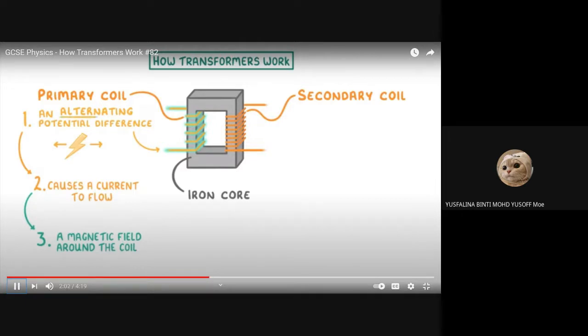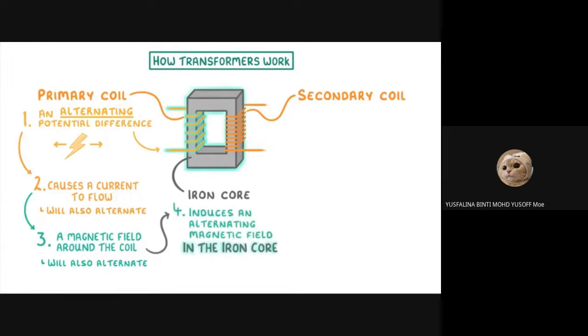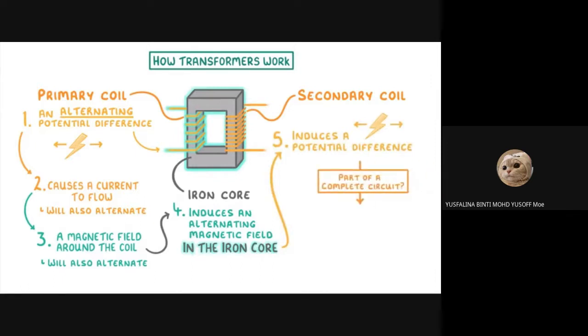Because the potential difference is alternating, the direction of the current, and thus the magnetic field, will also alternate. This alternating magnetic field in the primary coil induces an alternating magnetic field in the iron core. Remember, iron is a magnetic material, so it can become magnetized if it's exposed to a magnetic field. Lastly, the iron core's magnetic field induces a potential difference across the secondary coil. And if it's part of a complete circuit, which it will be in a transformer, then this causes current to flow around that secondary coil.